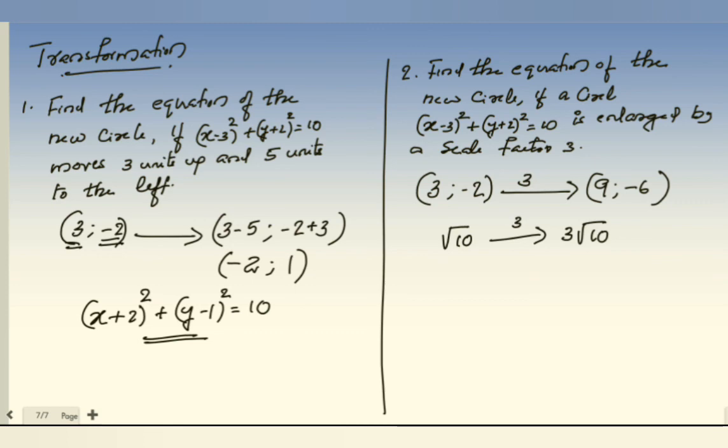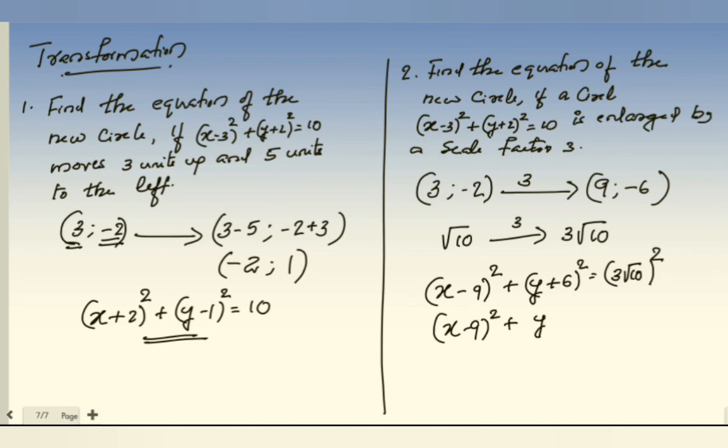So we are done. Now just write the new equation. That is x minus 9 all squared plus y minus 6, that is y plus 6 all squared, is equal to 3 square root of 10, that is the radius, squared. So we can rewrite: x minus 9 all squared plus y plus 6 all squared is equal to, when you square 3 square root of 10, it is going to be 90. So that is the equation of the new circle.